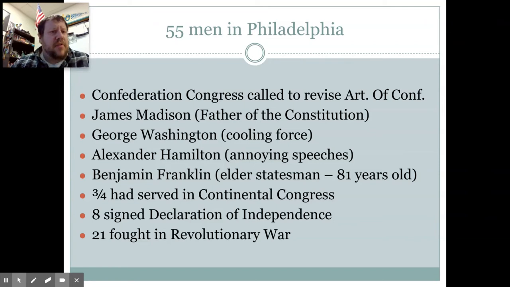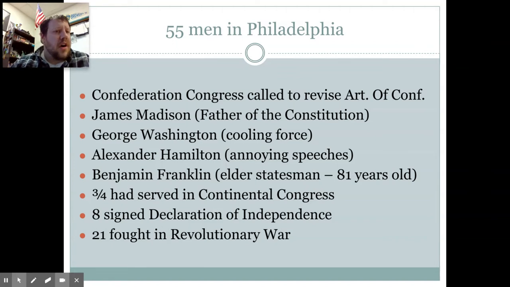Three-fourths of them had political history in the government. They had served in the Continental Congress. Eight were signers of the Declaration. Twenty-one fought in the war. And right away, they're like, okay, we've got to find a person who's like the cooling, chilling force here, right? So they elect George Washington, Papa G-Dubs, as being the president or the kind of the facilitator, the committee leader, if you will, of this whole thing.